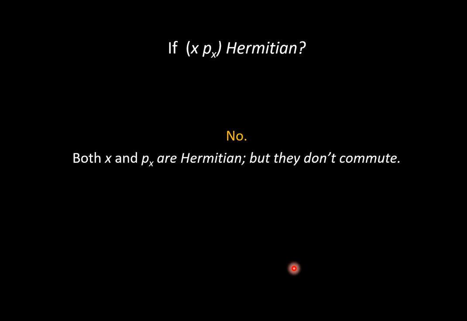Now the question in continuation to the earlier one: is the product XPx Hermitian? No. Why? Because in the earlier problem we have seen that the product is Hermitian if they commute, but we know that X and Px do not commute. So the product XPx is not Hermitian.